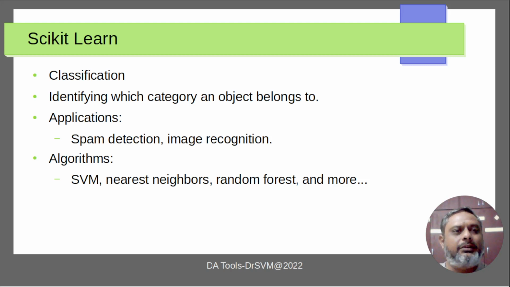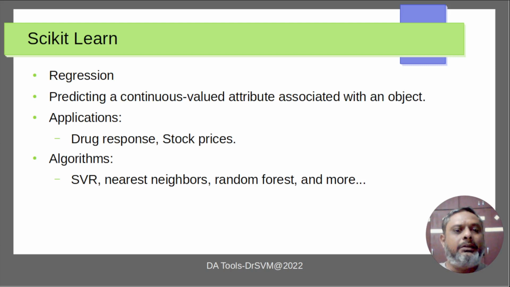The algorithms defined in scikit-learn for classification are SVM, support vector machine, nearest neighbors, random forest, and many more. Then comes another application where we have input and output data, and we would like to somehow find out the relation between input and output and put that in some analytical form.